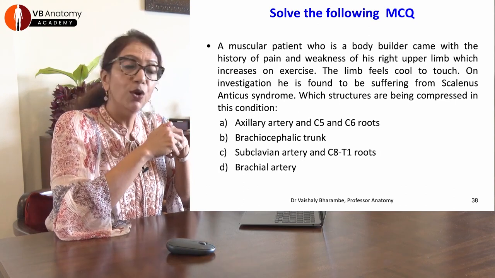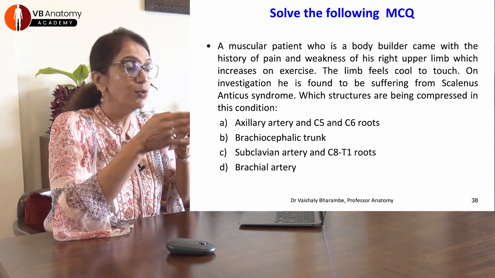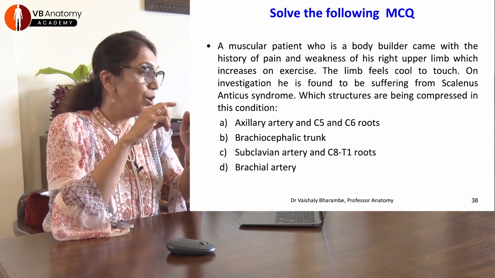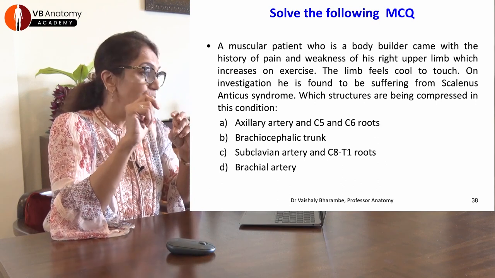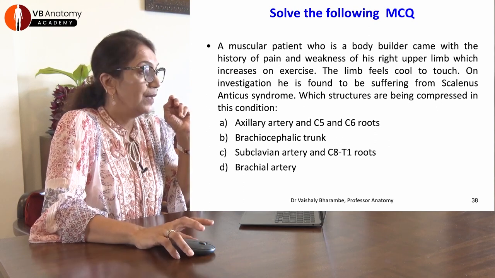Which structures are being compressed? Is it the axillary artery, C5, C6 roots? Pause. I know Scalenus anticus syndrome has damage to the C8, T1 roots and the subclavian artery, which is option C. Right.